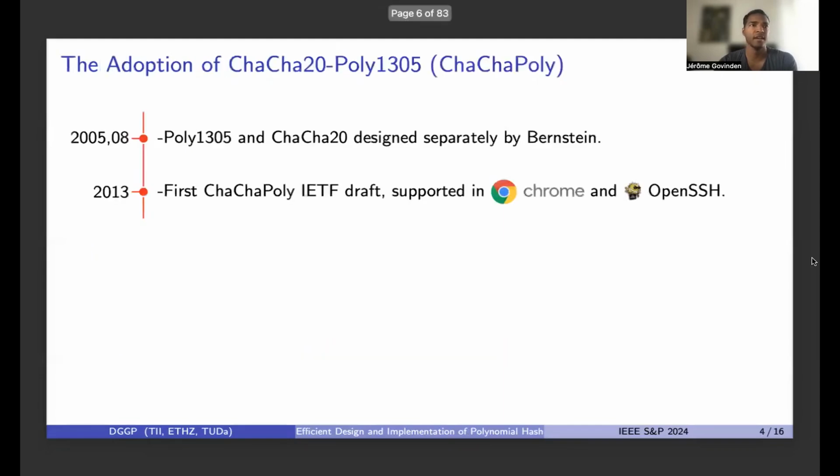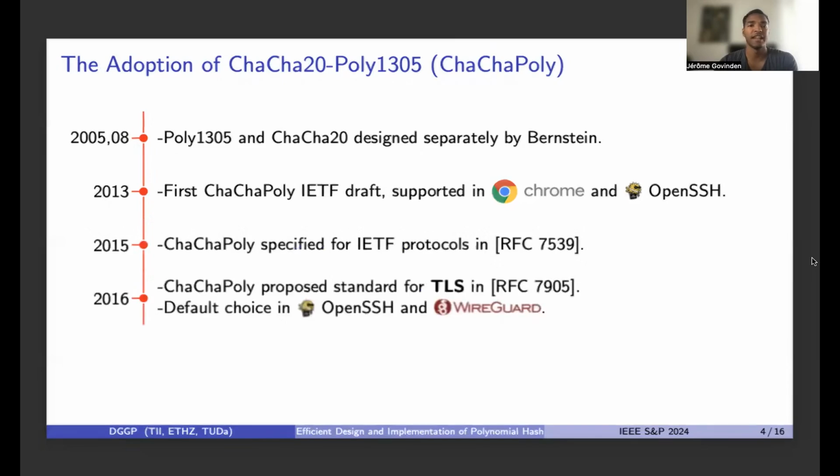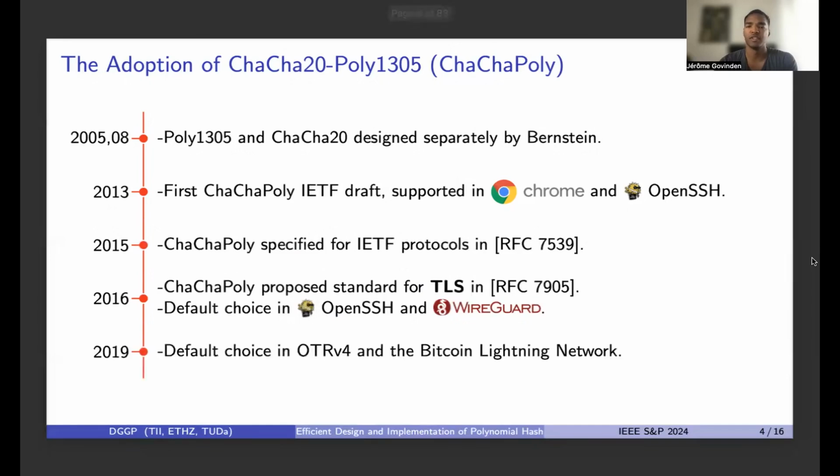In more details, its two underlying primitives were first independently designed by Bernstein, and then later combined in 2013 in an IETF draft. Simultaneously, it was immediately supported in Chrome and OpenSSH. 2 years later, the draft is finalized in RFC 7539, and in 2016, it is selected for usage in TLS and as default choice in OpenSSH and WireGuard. From there, it is then adopted in other applications, such as in OTRv4 and the Bitcoin Lightning Network.